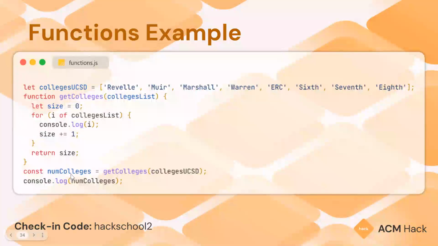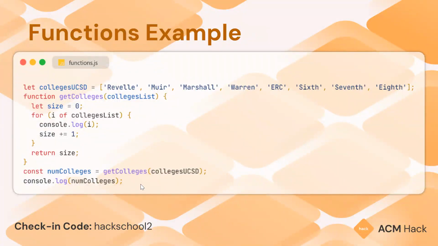So over here, when you actually call that function, we do numColleges equals getColleges, and you're passing in the list we've created above. So the UCSD colleges list is passed in. You call this function getColleges, so collegesList is referencing this list of colleges. And now you loop through and print out, just like how we did before. And we're logging the size. It returns the size, so that's going to be 8, because there are 8 colleges. So when you log the number of colleges, it's going to be 8.